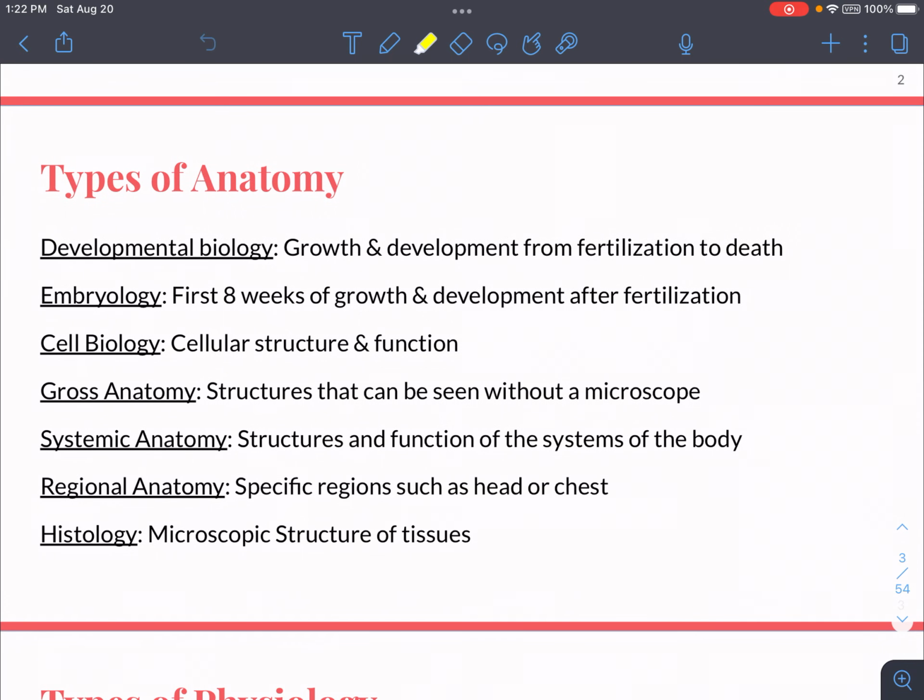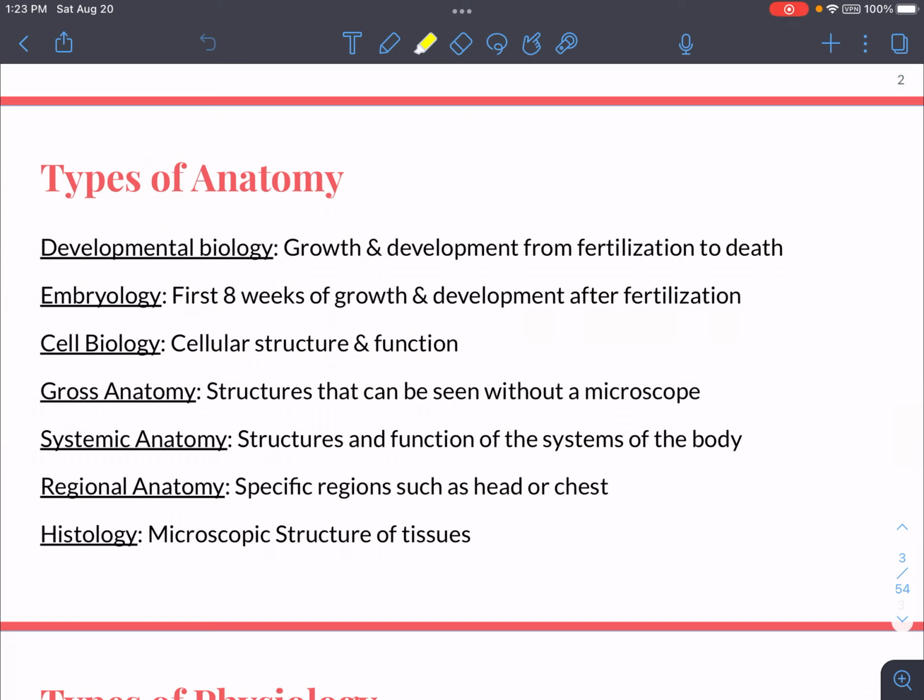There's several different kinds of anatomy. Here's just a sample of some of them. We have developmental anatomy, which looks at the growth and development from the fertilization of the egg to death. We have embryology, which is the first 8 weeks of growth and development. That's in utero. It happens the first 8 weeks right after fertilization is embryology. We will be looking at a lot of embryology and developmental biology during this class.